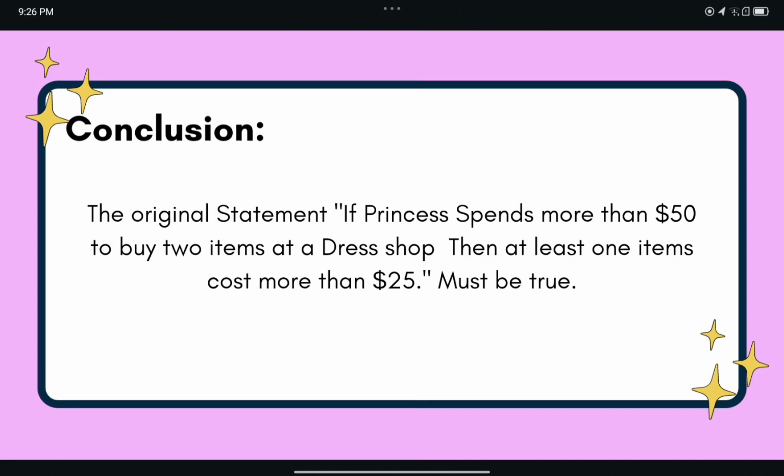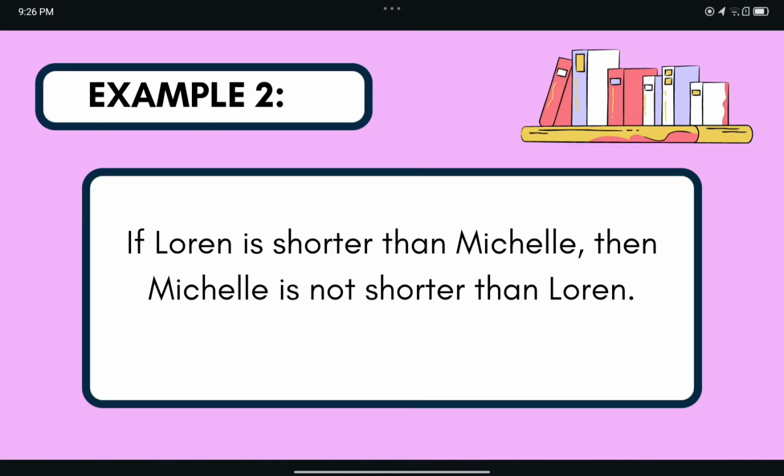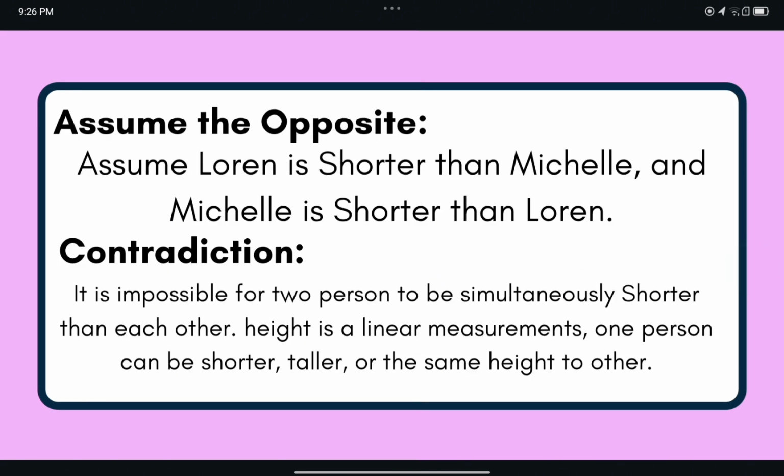So, for you to understand more, I am going to give another example. So, here's example number 2. If Lauren is shorter than Michelle, then Michelle is not shorter than Lauren. You need again to assume the opposite of that statement. Assume Lauren is shorter than Michelle and Michelle is shorter than Lauren. So you need to make a contradiction of this.